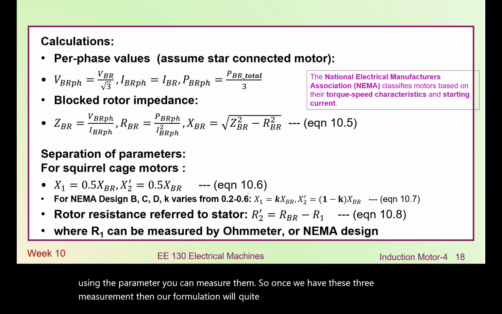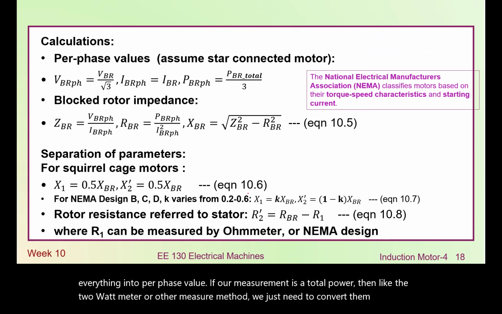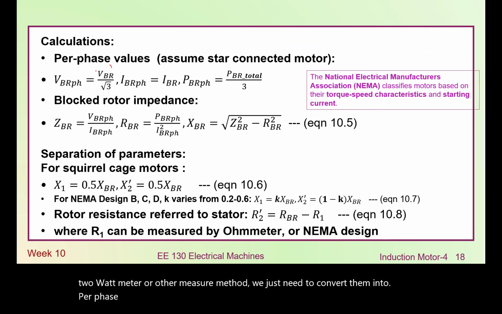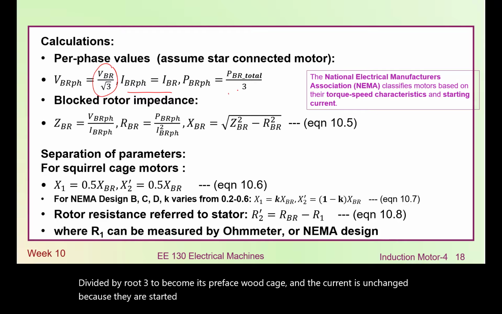Firstly, we can convert everything into per phase values. If our measurement is total power, like with the two-wattmeter or other measurement methods, we just need to convert them into per phase parameters. So the voltage we divide by √3 to become the per phase voltage, and the current is unchanged because they are star connected, and the power we divide by 3.